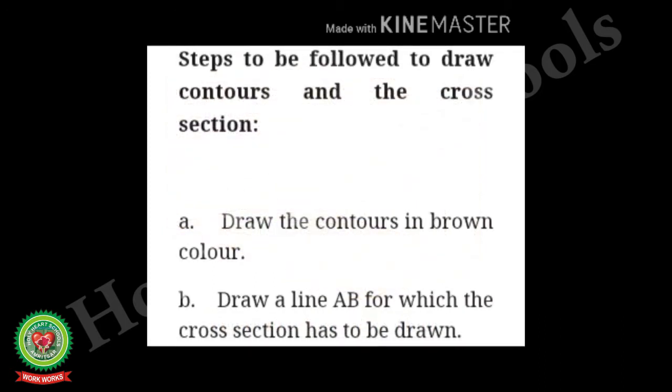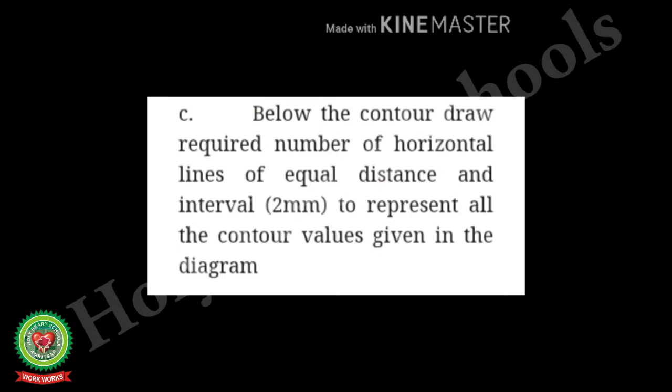Now let's discuss the steps to be followed to draw contours and the cross section. Number 1 is draw the contours in brown color. Second is draw a line AB for which the cross section has to be drawn. Below the contour, draw the required number of horizontal lines of equal distance and interval 2 mm to represent all the contour values given in the diagram.